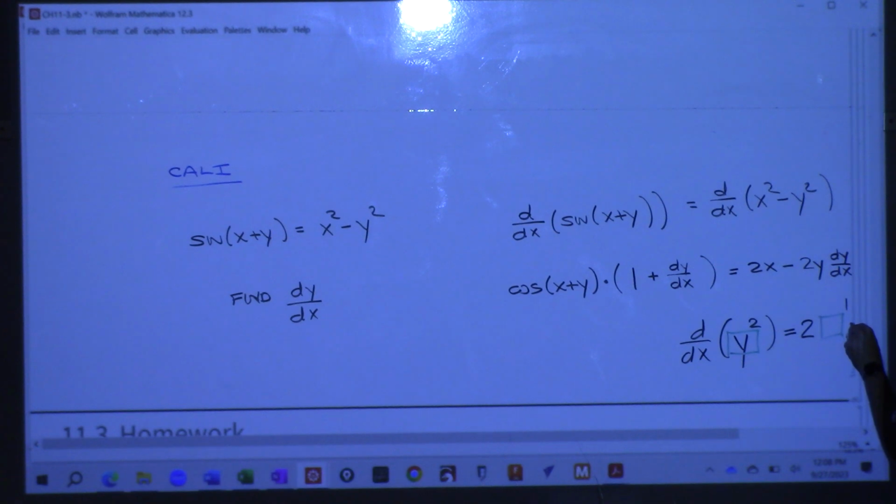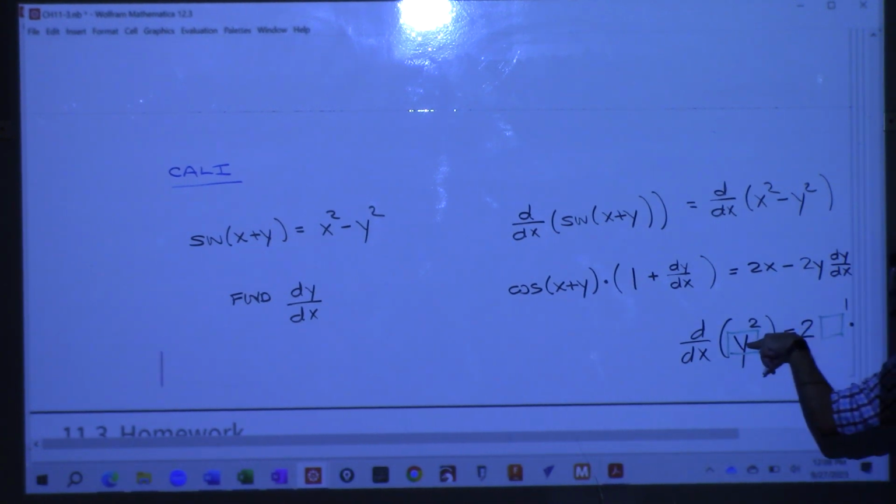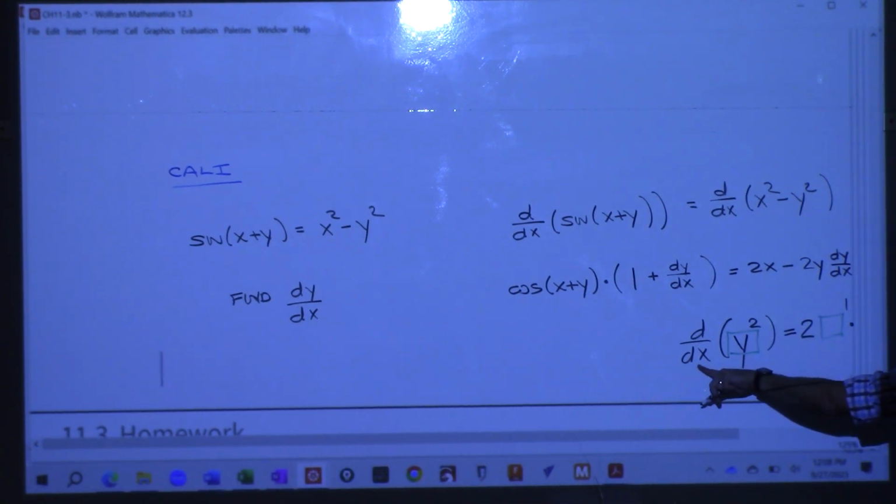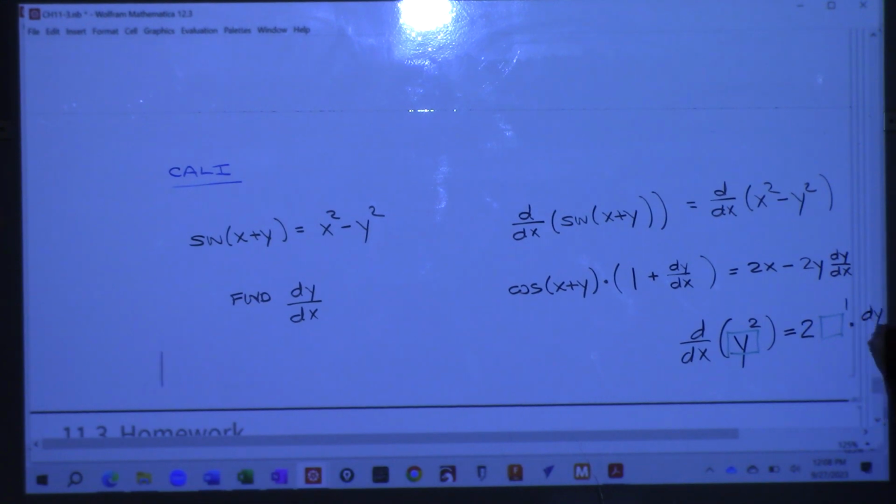Chain rule says times, now the derivative of what's inside. What's the derivative of y with respect to x? dy dx, right? Not 1. That's why it's 2y dy dx. This is a reminder of what we had to deal with in Cal 1.